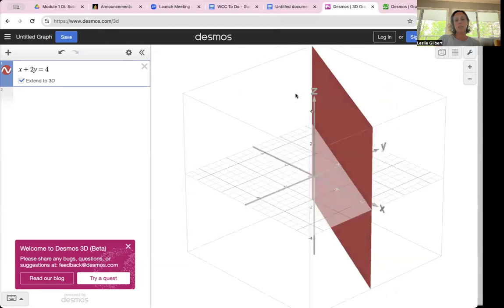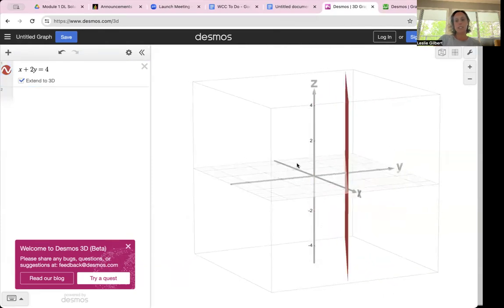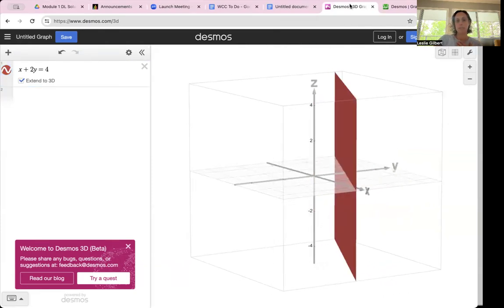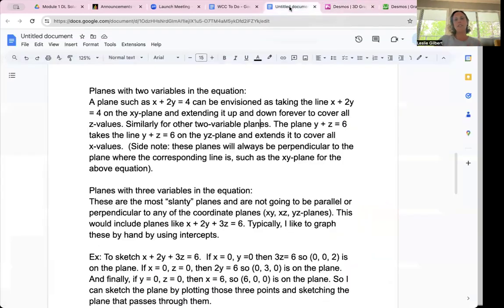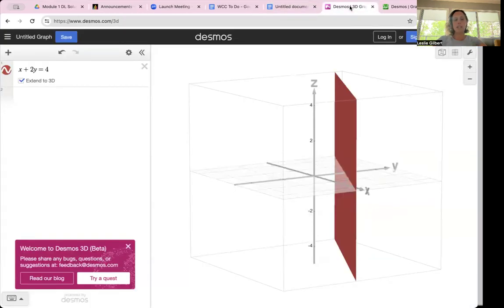But if you kind of turn it, you can see how it's created a plane. And so that's a nice way to be able to envision what a 2-variable plane would be represented by. And you can do the same kind of thing with this one right here. Y plus z equals 6.